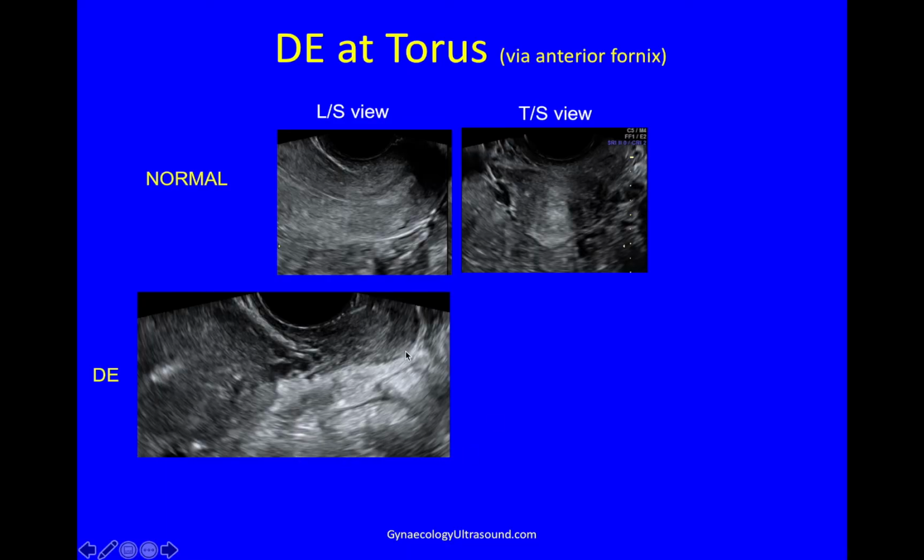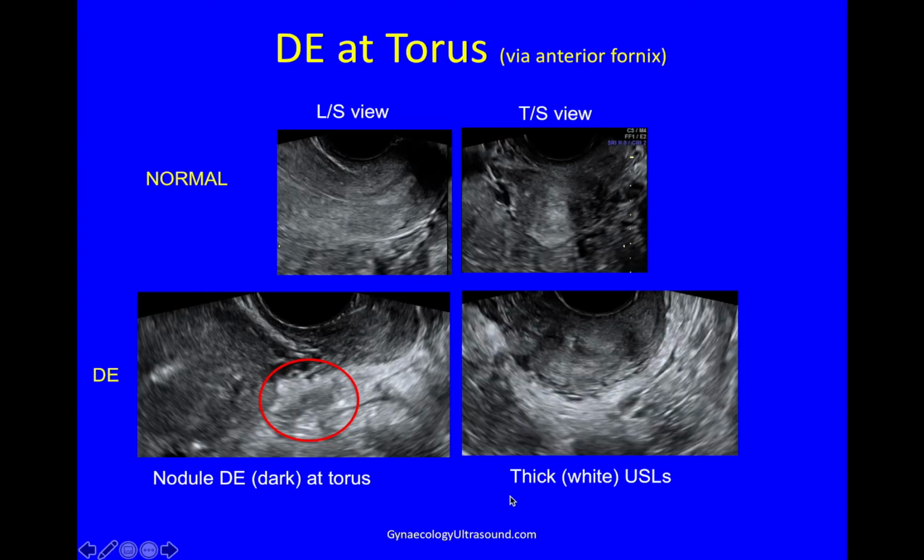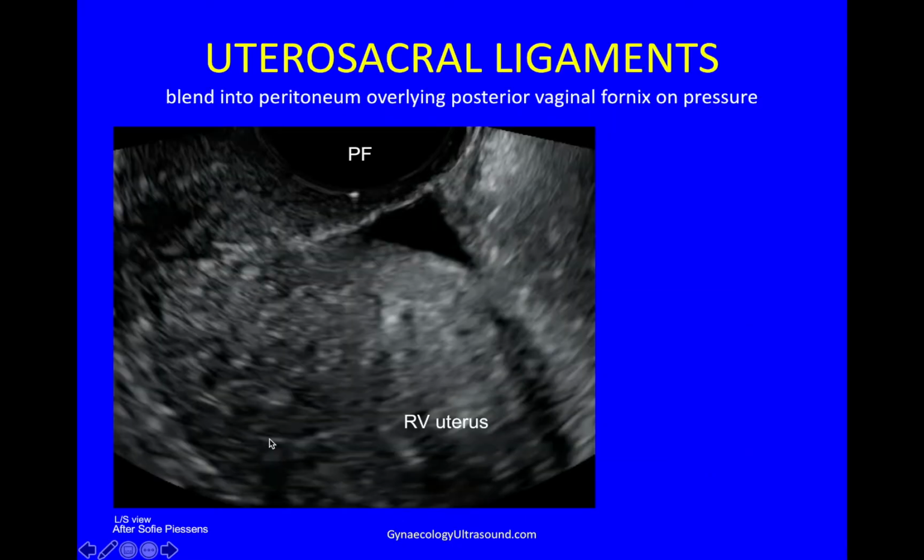Here you've got dense retrocervical fibrosis, and this dark area within, this is deep endometriosis, either in the torus or the uterosacral ligaments. And in the transverse plane, it looks like this, and you can see these very dense, thick fibrotic ligaments. So these are the torus and the uterosacral ligaments seen through the anterior fornix. This will be quite striking when you first see it.